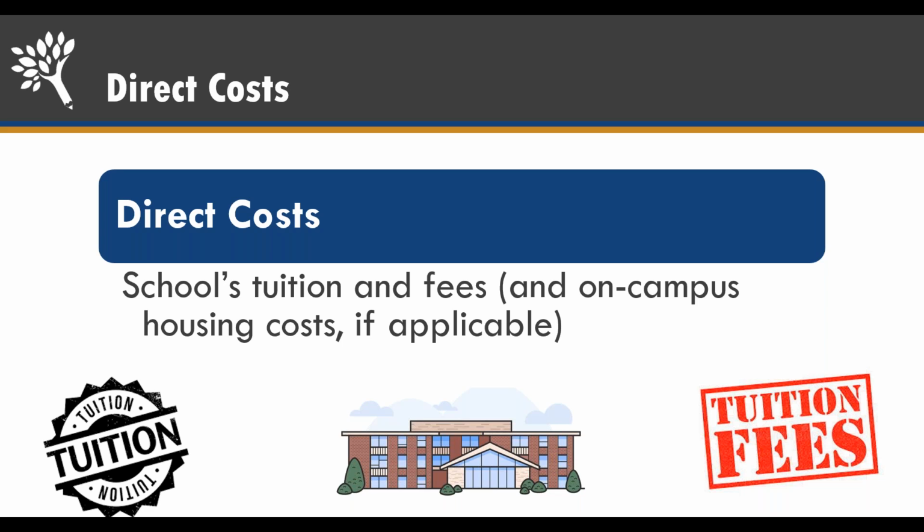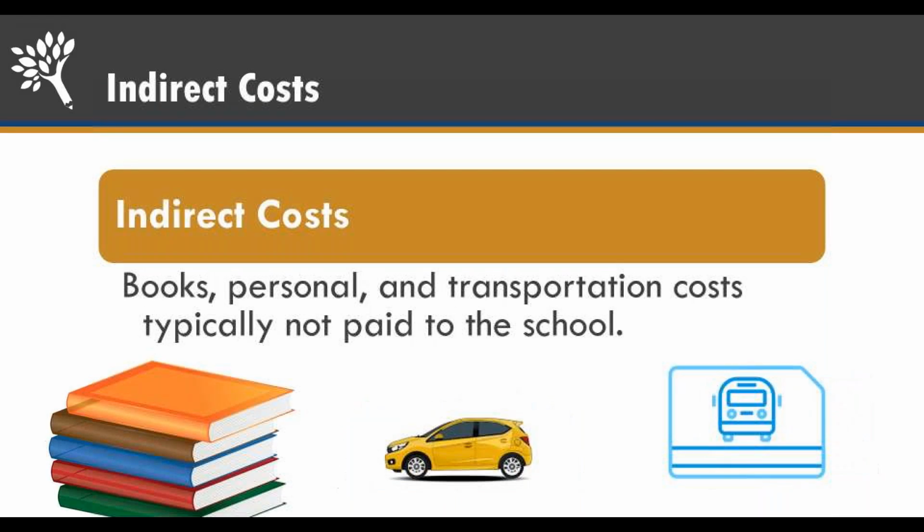Direct costs are costs that you really can't negotiate with. These are costs that are pretty much set and paid to the school. So your tuition, you can't haggle on. You can't haggle on fees, and you're not gonna be able to haggle on housing costs on campus. The only way you can make it a little cheaper is if you share a room versus a single suite, things like that. But most of your direct costs, you can't really do too much to impact.